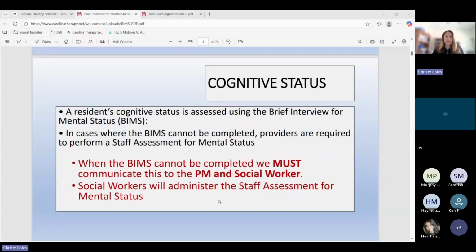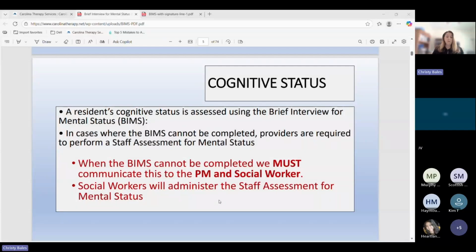Cognitive status. So residents' cognitive status is assessed only for MDS with the brief interview for mental status, the BIMS. In cases where the BIMS cannot be completed, the providers are required to perform a staff assessment for mental status. And so on our part, when the BIMS cannot be completed, we must communicate this to the program manager and the social worker. They are the ones who do the staff assessment. And if we don't get it to them in time, of course, they need time to do that assessment.